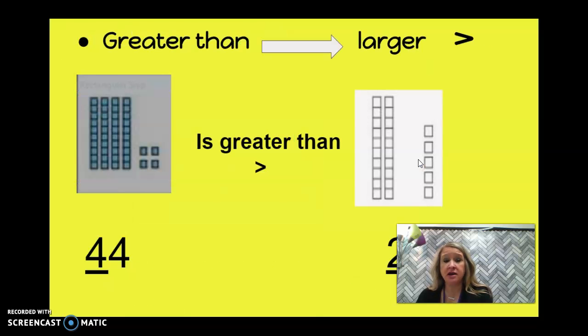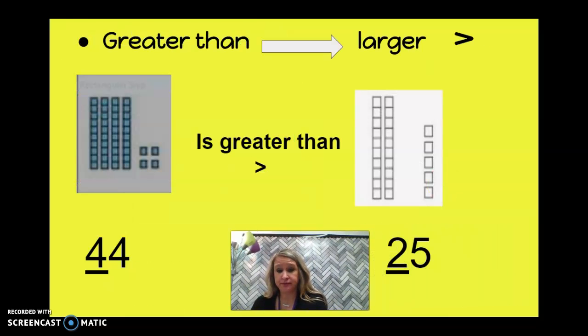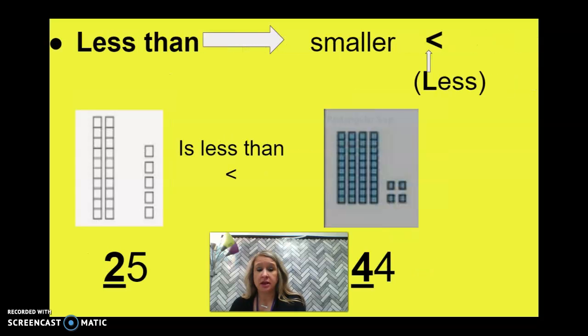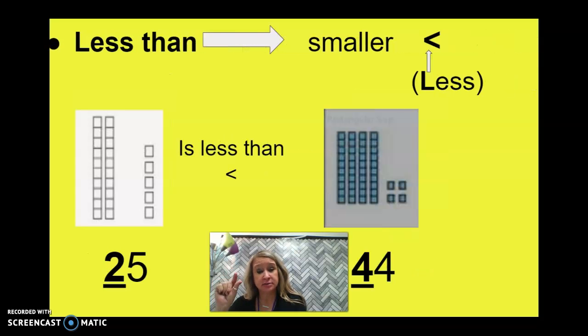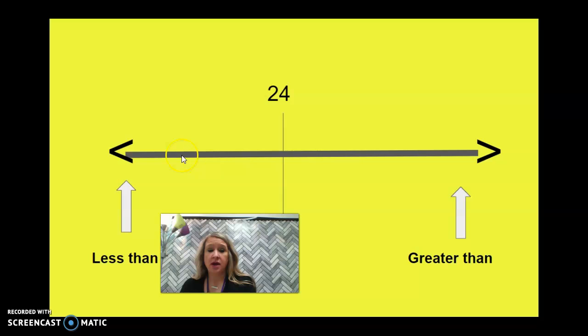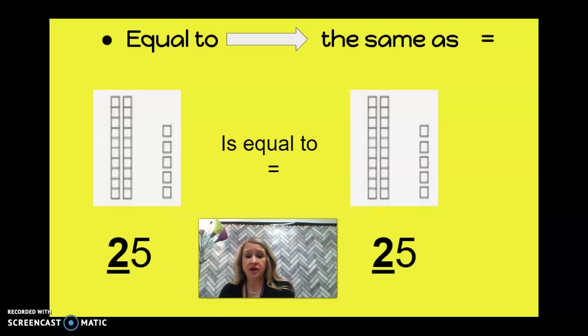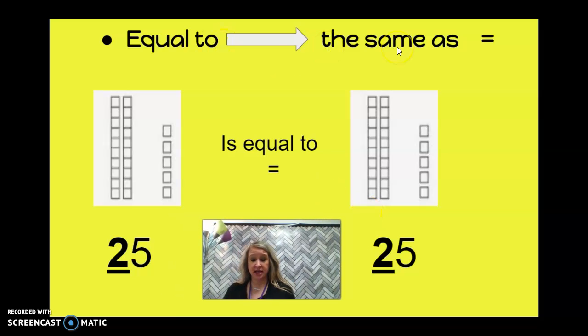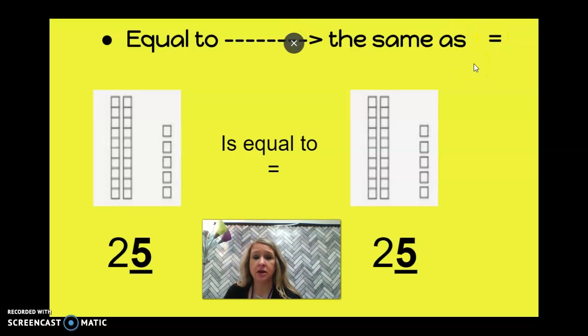We have greater than means larger. Less than means smaller. We have less than symbol. We have greater than symbol. Then we have equal to. Equal to meant the same as, and there is the symbol for equals. Equal to means the same as.